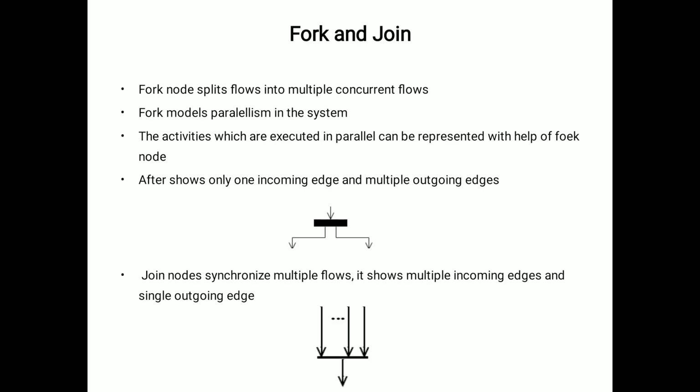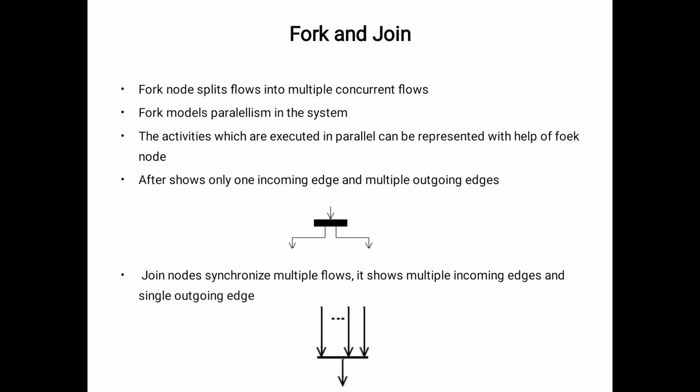Next is your fork and join. Now a fork node splits flows into multiple concurrent flows. A fork node models parallelism in the system. The activities which are executed in parallel can be represented with the help of a fork node. It shows only one incoming edge and multiple outgoing edges. So here that example is shown.